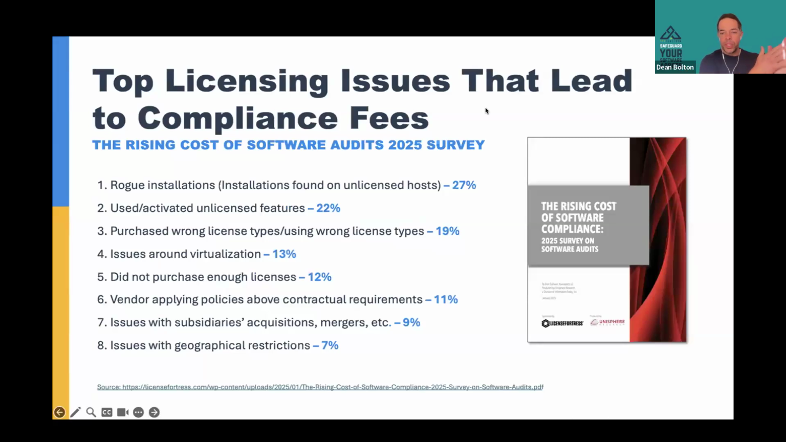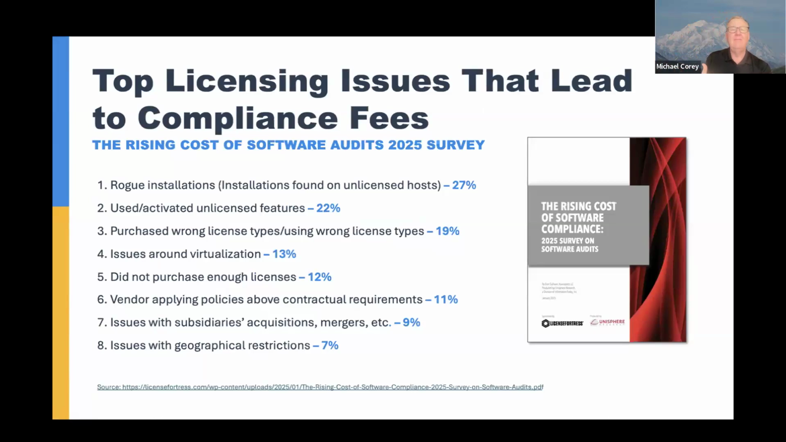Mike, do you want to talk about the licensing survey that we had done? Yeah, so every other year we pay a research firm to basically ask questions about the costs of software, survey on software audits. And this just came out in February of this year. And as you look at the data, it's sort of scary. 27% have rogue installations. Well, that mirrors what I saw with that company I was running, right? Unlicensed features, 22%, 1 out of 5.